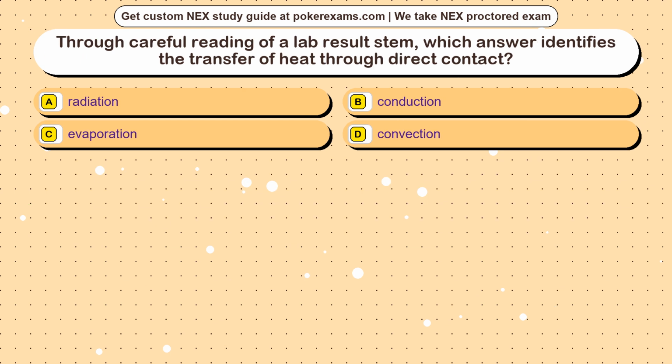Question 25. Through careful reading of a lab result stem, which answer identifies the transfer of heat through direct contact? Option A, radiation. Option B, conduction. Option C, evaporation. Option D, convection.